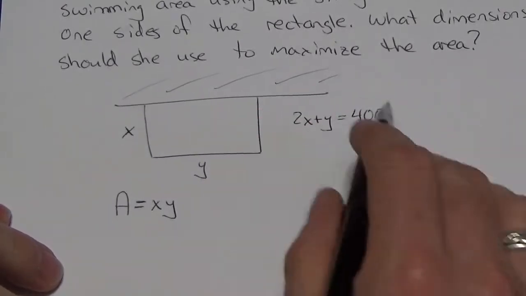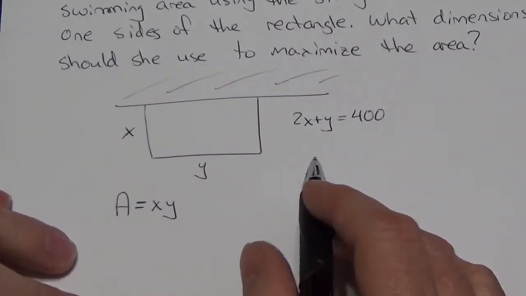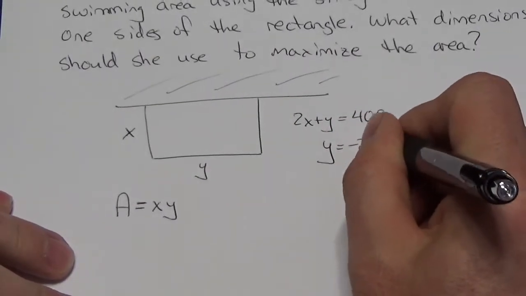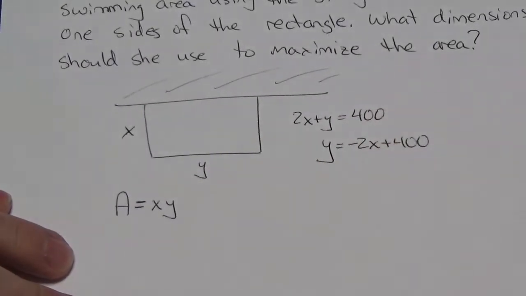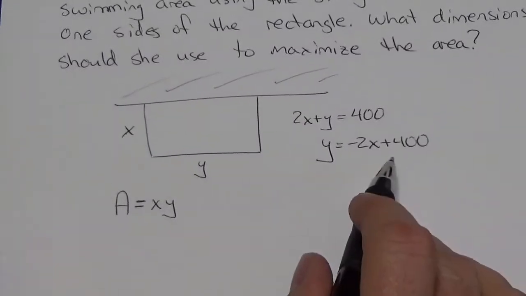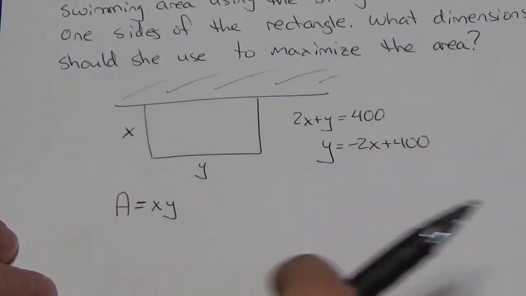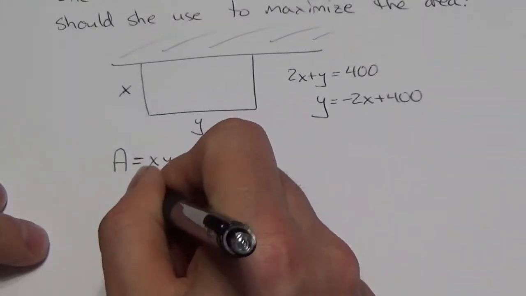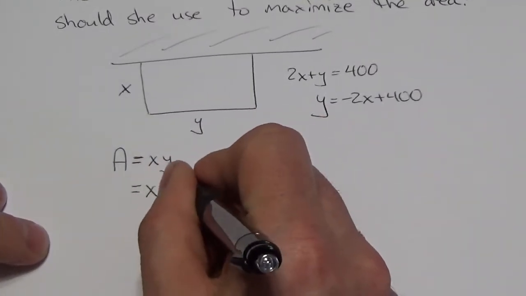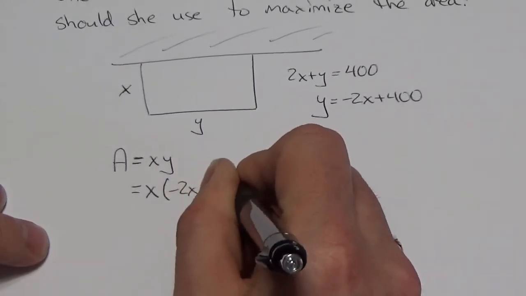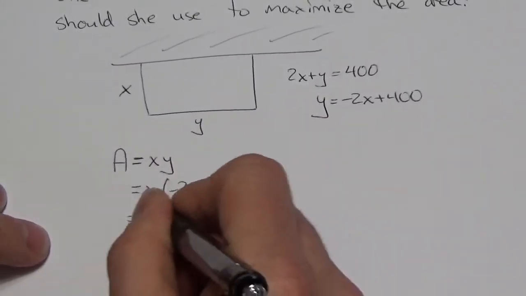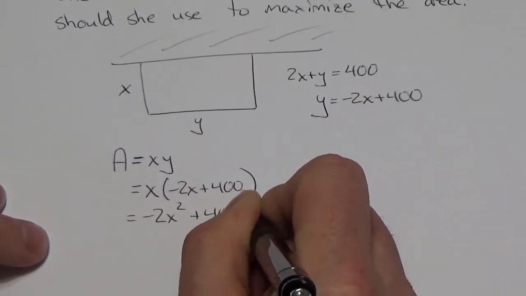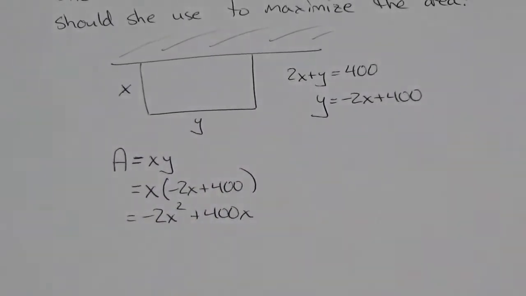But let's go over here, and just like we would have done with quadratics, let's solve for y. So y is going to equal negative 2x plus 400. When I know that that expression exists, I can substitute that into my expression for area. So area is going to equal x multiplied by negative 2x plus 400. And when I multiply that through, I'll get negative 2x squared plus 400x. And so there's my expression for area.